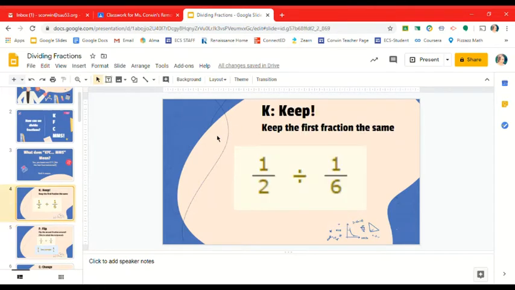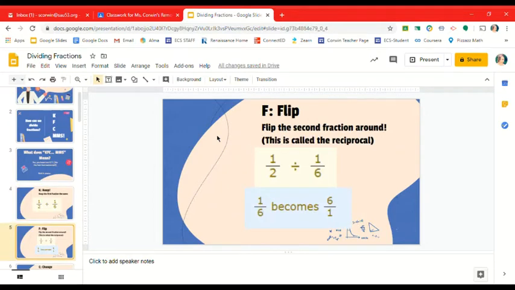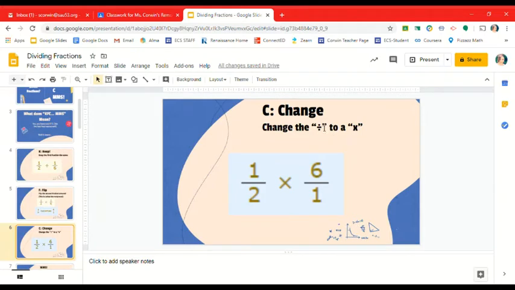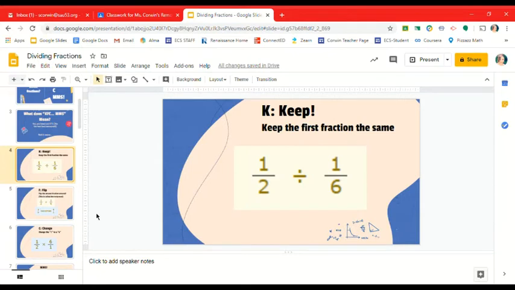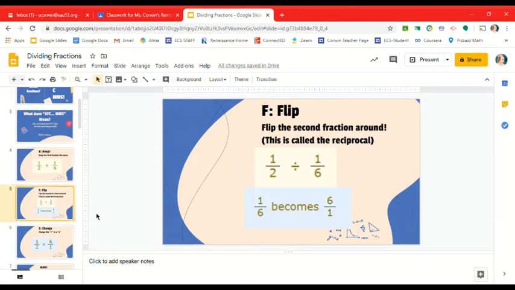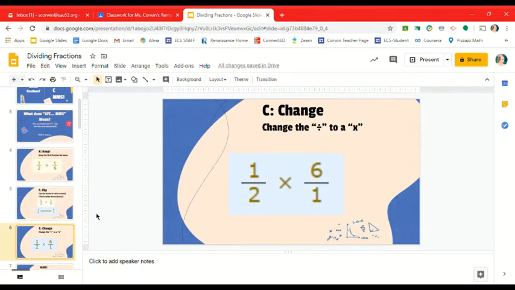So K is keep the first fraction the same. F is flip the second fraction around. So instead of 1/6, we'll have 6/1. C, change the division sign to a multiplication sign. So we have 1/2 because we keep the first fraction the same, 6/1 because we flip the second fraction. And for C, change, we changed our division symbol to a multiplication symbol. So we have K, keep, F, flip, C, change, KFC. That's going to be helpful for us to remember.